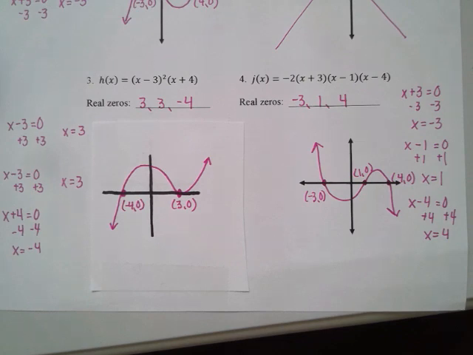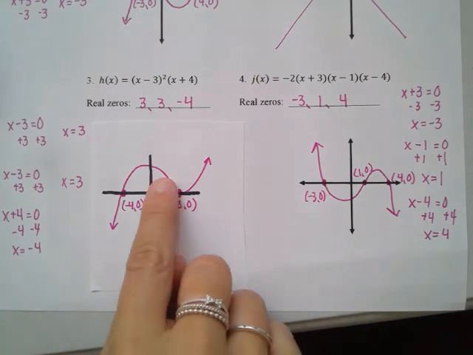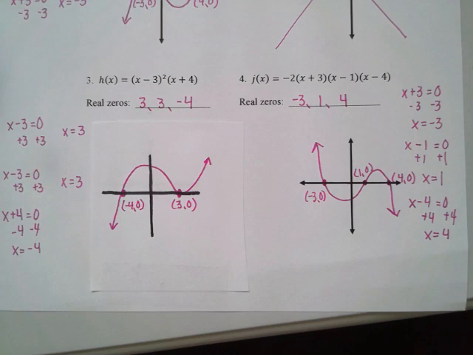Here are the answers for practice problems 3 and 4. On practice problem 3, we did have a double root. So remember, whenever we have a double root, or we could see that as a root with a multiplicity of 2, that means that it's going to bounce back up in the same direction that it was in.